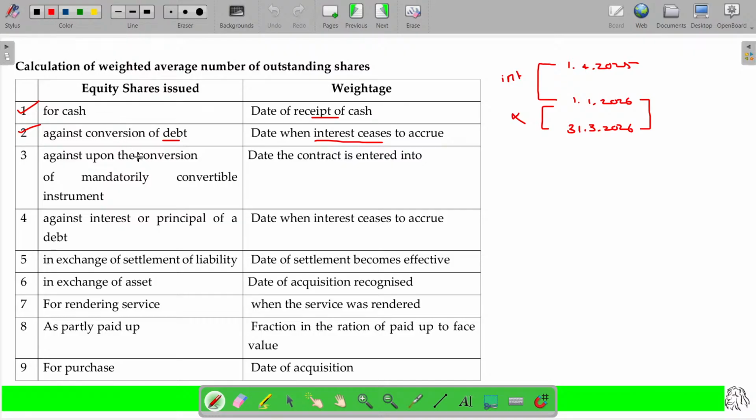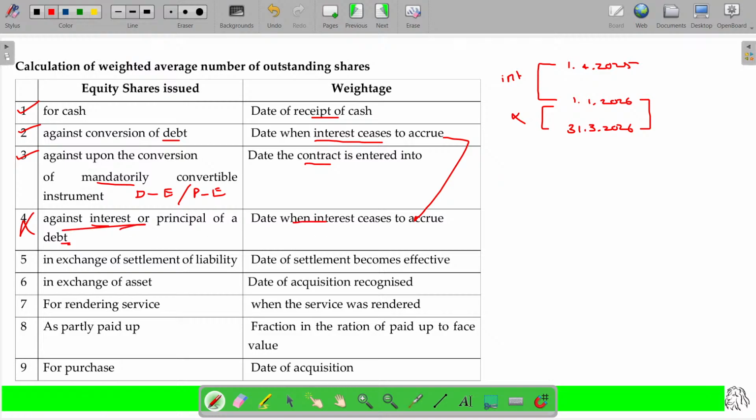And in case of mandatorily convertible instruments, like debenture converted into equity share or preference share converted into equity shares, the contract is entered into. So as per the contract note, when the conversion happens, the details are available. From that date you can start calculating the weightage. And you have not paid the interest for a longer period, or the debt also remains not paid. So this fourth one is not required. It's a replication of this one. So you can score out this.